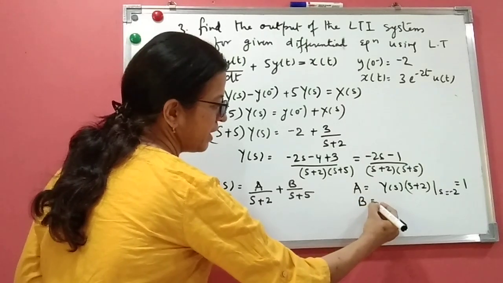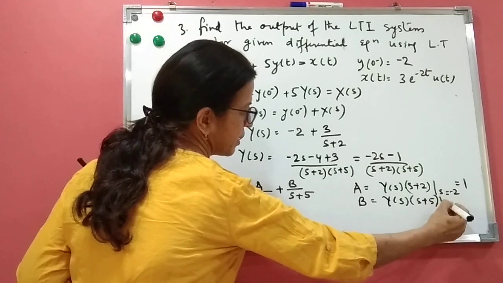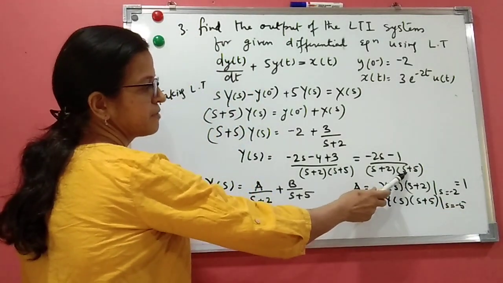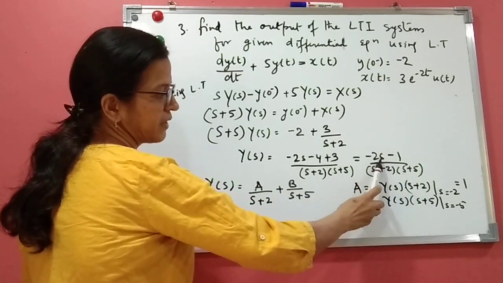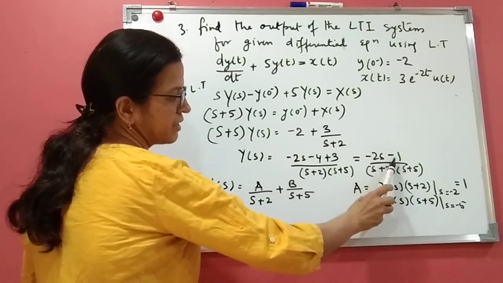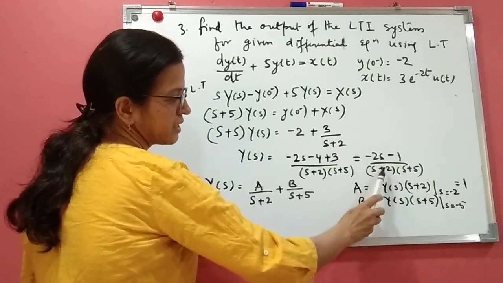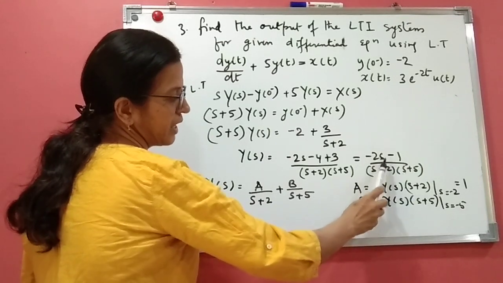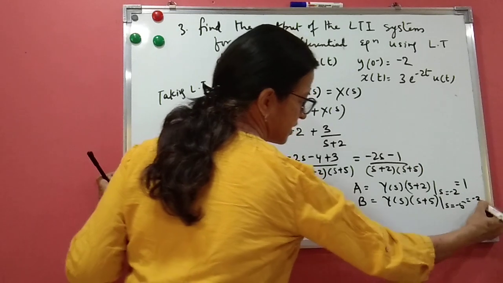What is the value of B? B will be Y(s) into (s plus 5). Put s equals minus 5. When you multiply by s plus 5, this gets cancelled. Put the value s as minus 5: minus 2 into minus 5 is 10, 10 minus 1 is 9, upon minus 5 plus 2, which is minus 3. So 9 upon minus 3 is minus 3. So the value of B is minus 3.